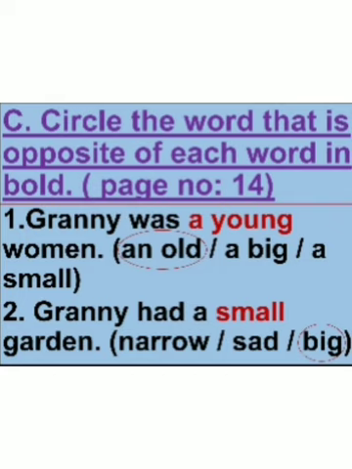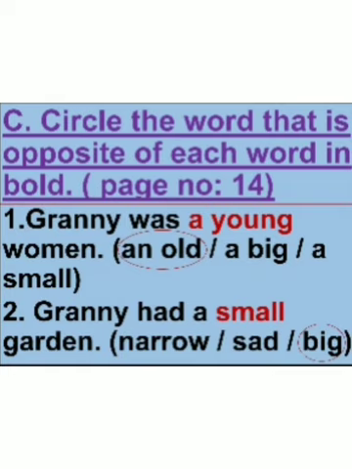Okay. So now that you have identified the adjective is young, we have now in the bracket you can see 3 words. Those are 3 opposites of the adjective which you have identified. So tell me, what are the 3 adjectives you can see in the bracket, children? Read all 3 of them. First one is an old. Look at your textbook and read, or the screen. Second one, a big. Third one, a small. So what is the correct opposite of the adjective young? What is opposite of young? Yes, you are saying it correctly.